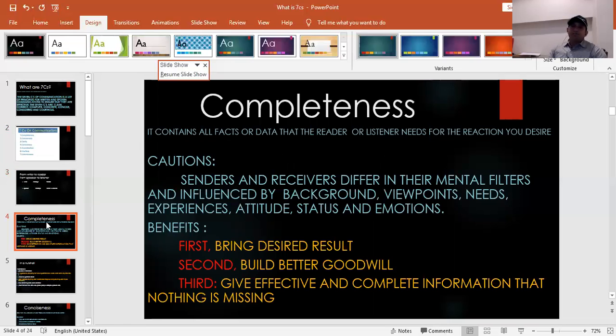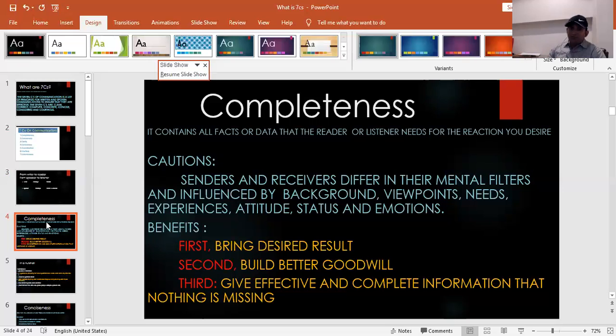What is the meaning of completeness? Completeness means that nothing should be left out. When the writer wants to send a message to the reader, or the speaker wants to send a message to the audience, he will have to give each and every point clearly. If he wants to get a response from his readers or audience, he will have to fulfill all the requirements of the listeners or readers.